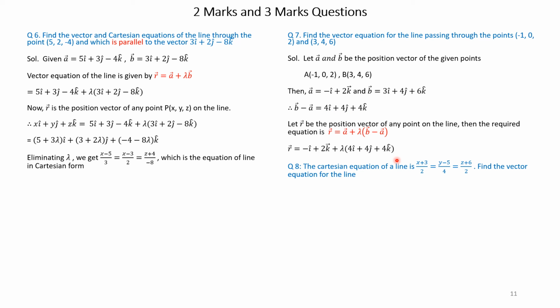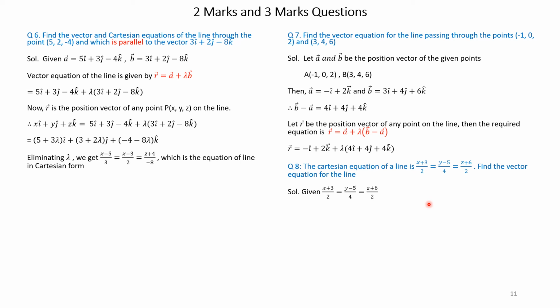Next question. The Cartesian equation of a line is x plus 3 divided by 2 equals y minus 5 by 4, that is equal to z plus 6 by 2. Find the vector equation of this line. It is given in the Cartesian form, and we have to compare this equation with the standard form.